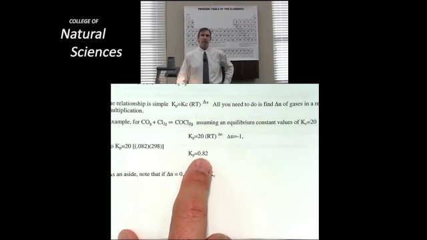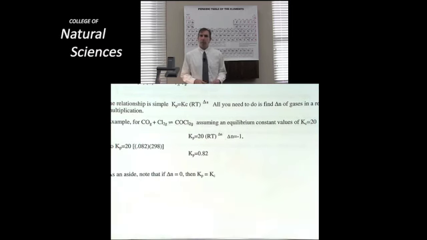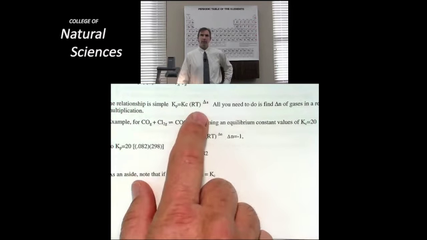So here's a very simple mathematical expression that allows us, if you were given values as pressures and you want to turn them into equilibrium constants as concentrations, to be able to use this correction factor, RT to the delta n, to find the right answer.